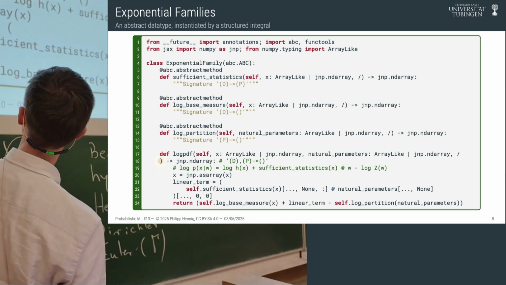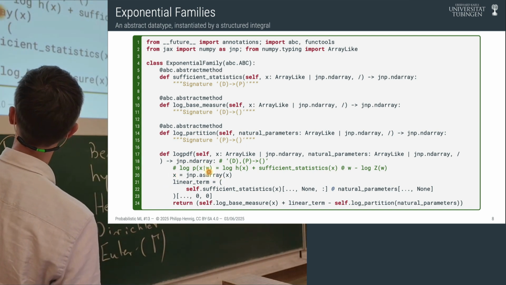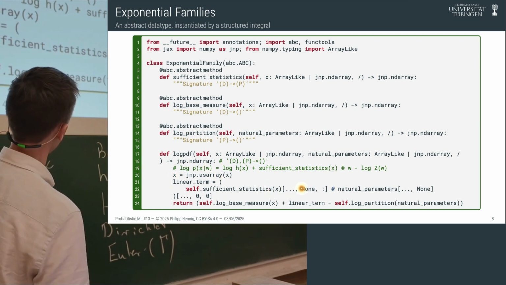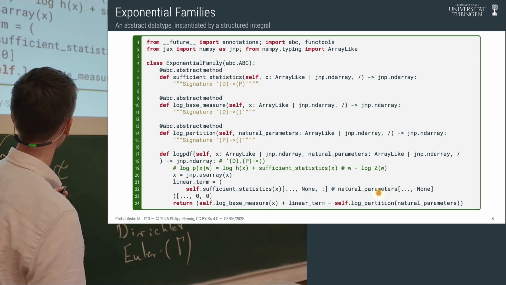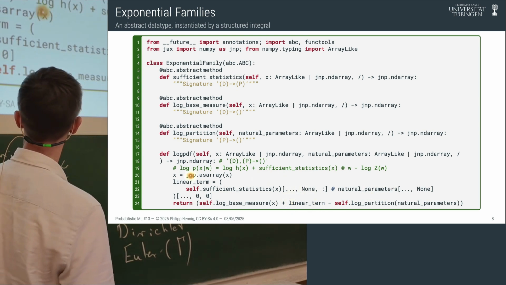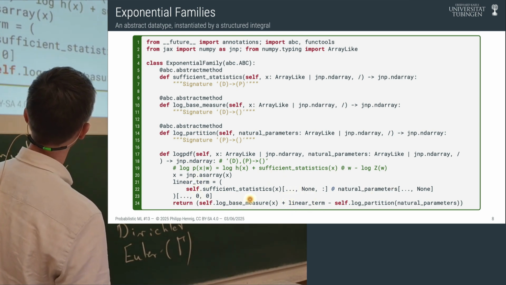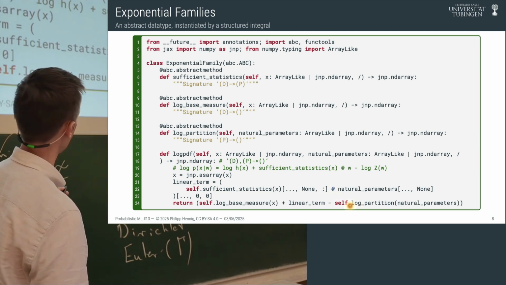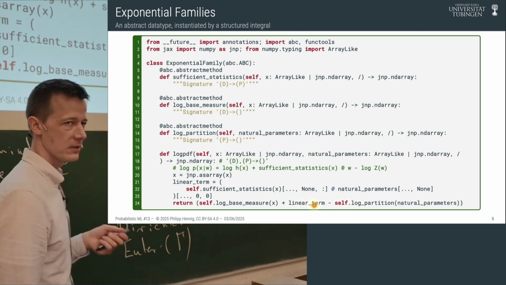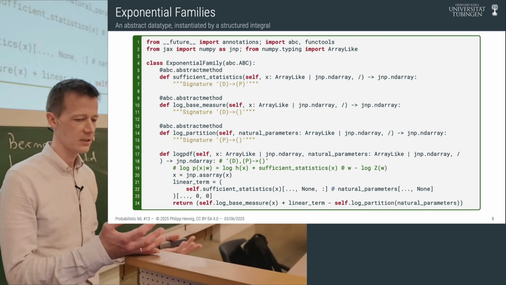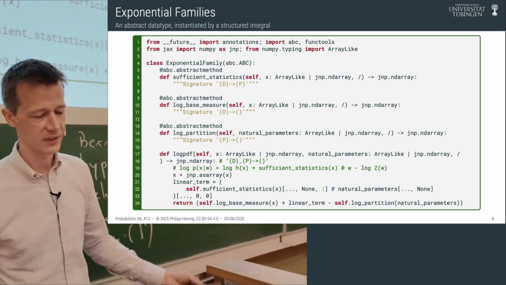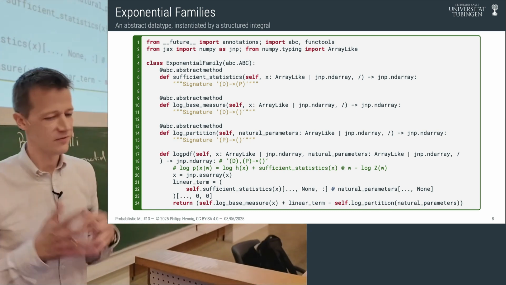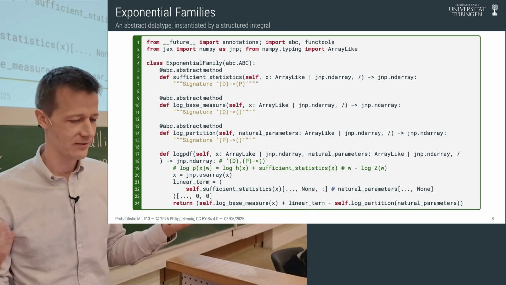So we take in x, we make sure it's an array, we evaluate the sufficient statistics, we take an inner product with the natural parameters, and we make sure that everything is broadcast in the right way. Then we add the carrier measure, we subtract the log partition function, and that's the log probability density function. If you want the probability density function, you have to take the exponential of that. Okay, fine. I mean, defining probability density functions, yeah?